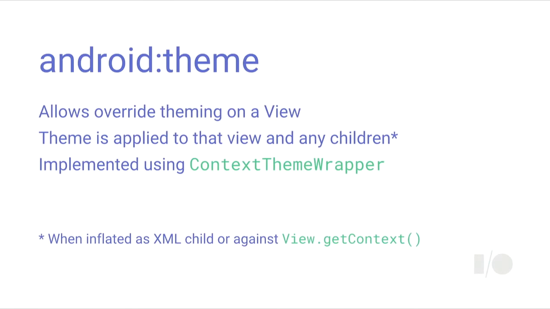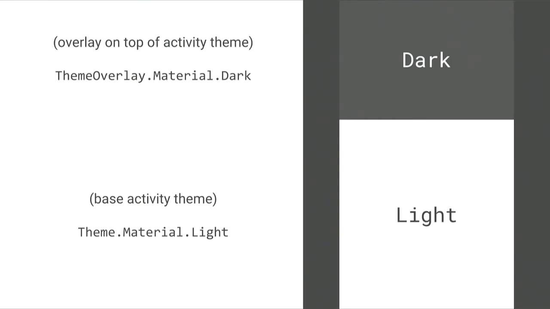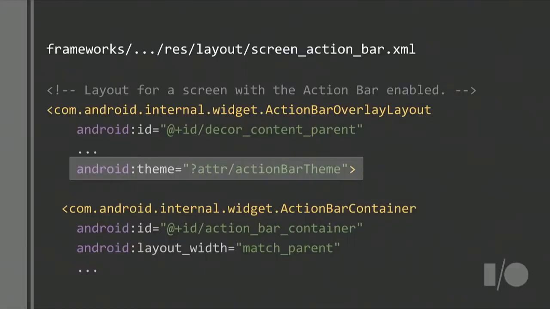And the actual implementation here is pulling the theme attribute from your XML and then applying that as a ContextThemeWrapper, which is exactly what it sounds like. We take your inflation context, and we're going to apply a theme on top of that. We're then going to inflate all of the child content against this new wrapped context. So what you will get is, effectively, the dark theme in the section of layout that has android:theme equals dark, and light everywhere else.